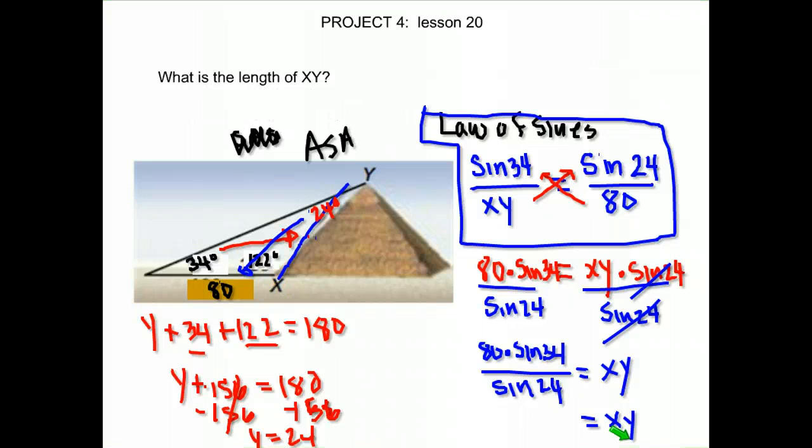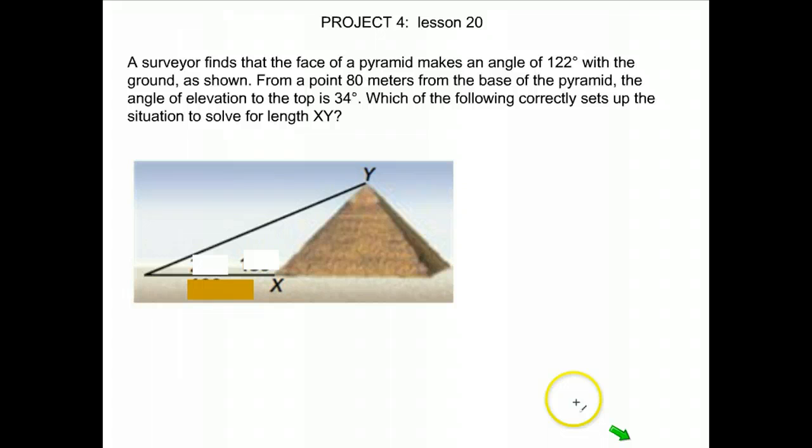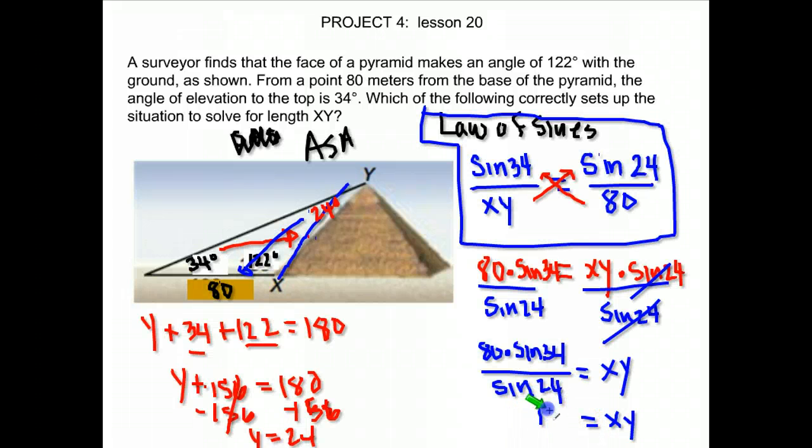And did it say what to round to? It did not. 109.98 is about 110. Okay, so for question 1, we set up the problem. Question 2, we solved it.